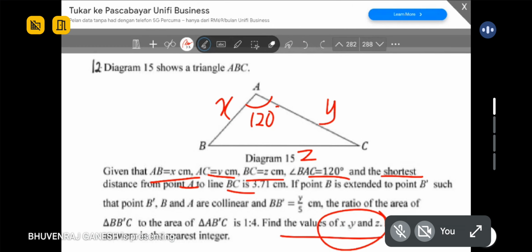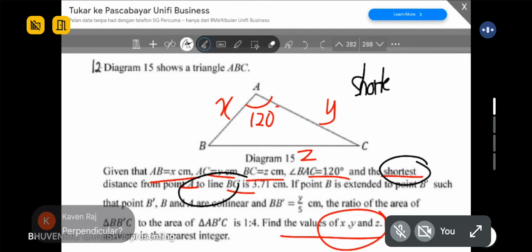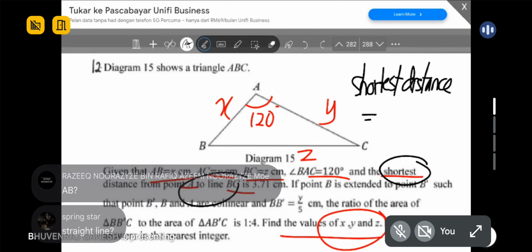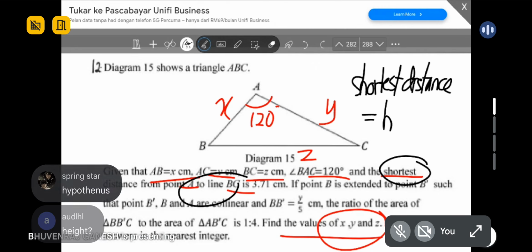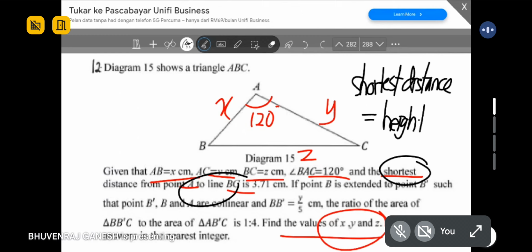Then shortest distance A to BC. Okay guys, when they say shortest distance, right? Jarak terpendek. Jarak terpendek sama dengan apa? What quantity? Shortest distance is actually what? You guys must know this concept in SOT. Shortest distance means they are talking about, start with H guys. H. Not hypotenuse. Yes, the answer is height guys. Ketinggian. Ingat, jarak terpendek maksudnya ketinggian.